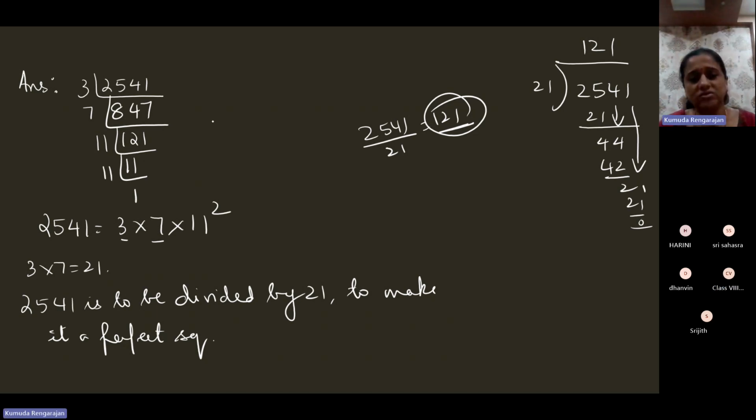So to answer these questions, what is the least number to be multiplied or divided? You should find the prime factorization of the given number, express it like this, and identify the factors that don't occur in pairs. The procedure is the same for multiplication and division. So here the primes 3 and 7 don't occur in pairs. So 3 into 7, 21. So 2541 is to be divided by 21. That's the answer.